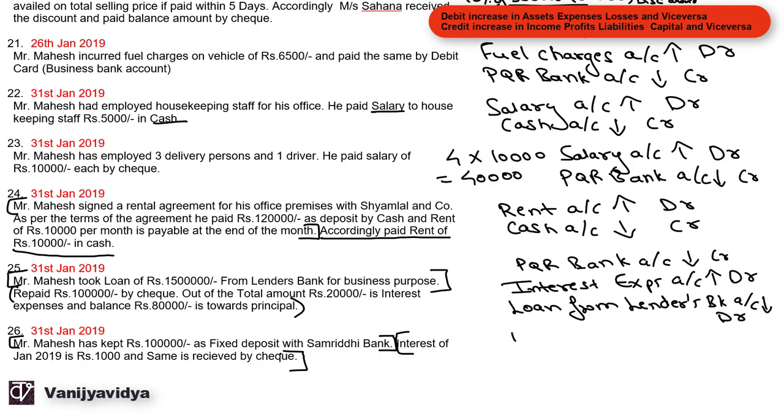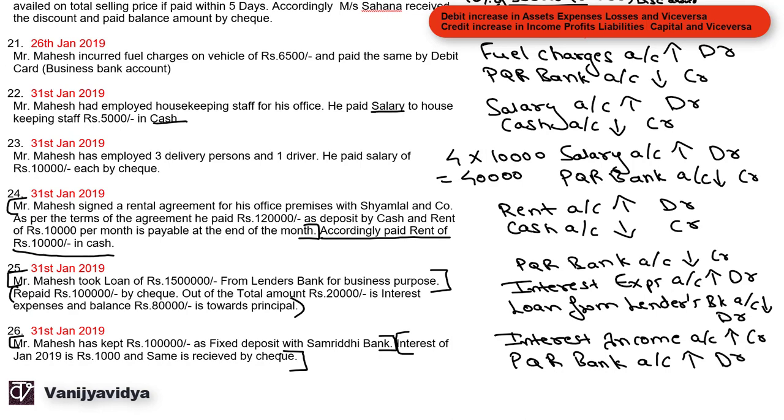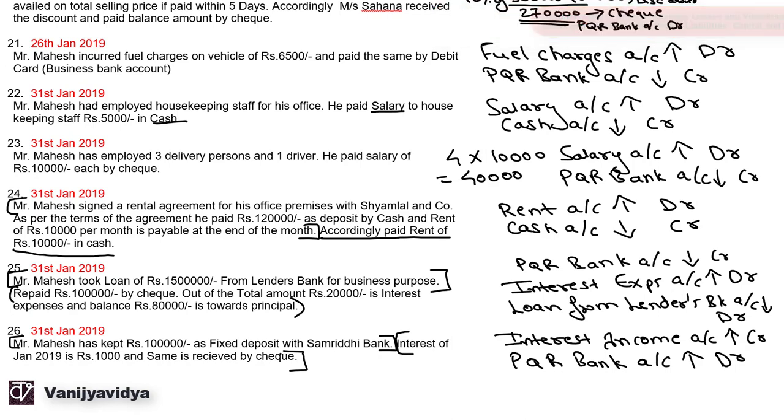Now what are the accounts affected here? One is interest income. And since it is received by check, we will deposit it in our bank account. So one more account that will be affected is PQR bank account. Now interest income is an income account. There is an increase in the balance of interest income account. So we have to credit. PQR bank account is an asset. There is an increase in the balance of PQR bank account. So we have to debit. So journal entry will be PQR bank account debit to interest income account and amount is 1000.